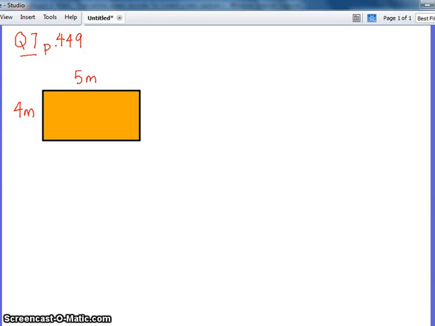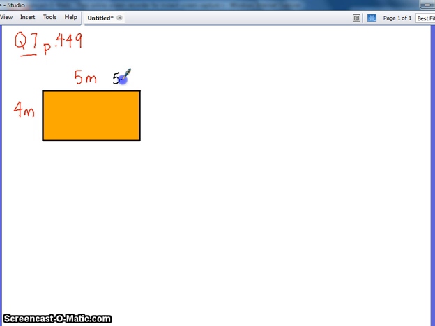So a room in a house with dimensions of 4 metres by 5 metres is to be extended. Both the length and the width are to be increased by X metres. How would we increase the length and the width by X metres? How would that look? You would add X metres onto 5. Yes, 5 plus X. Yep, you could do it that way.